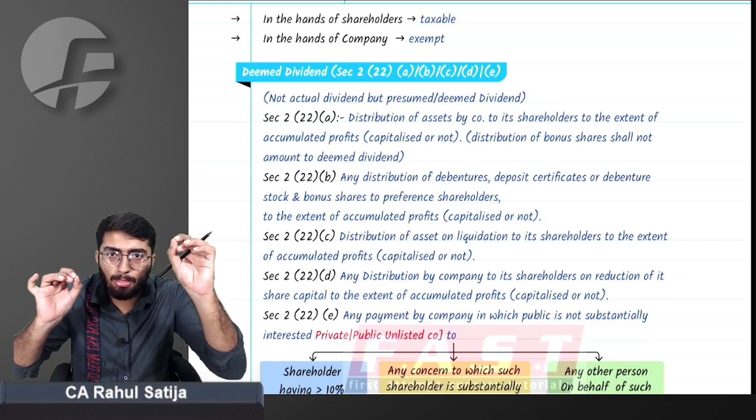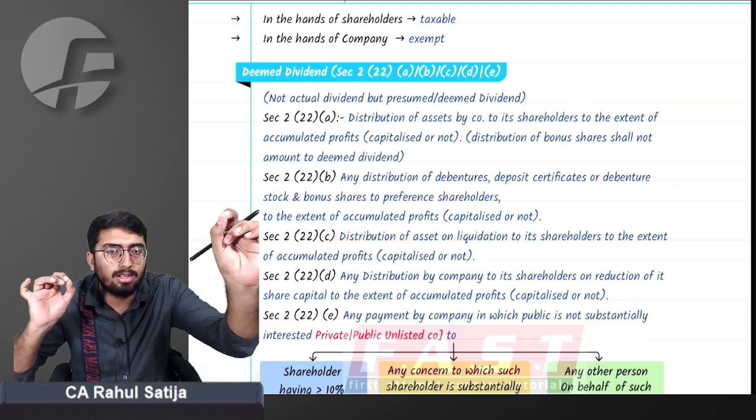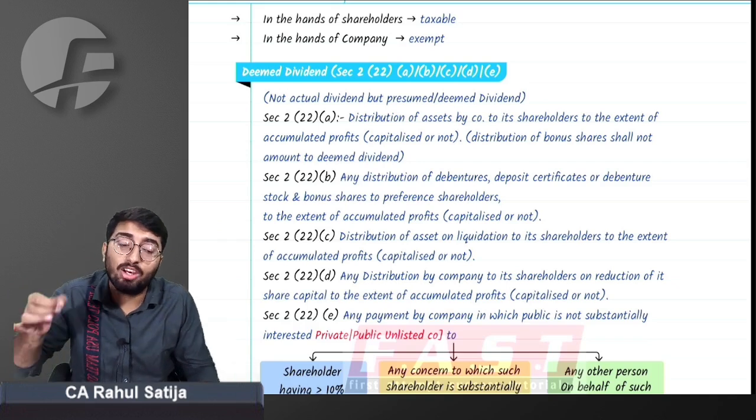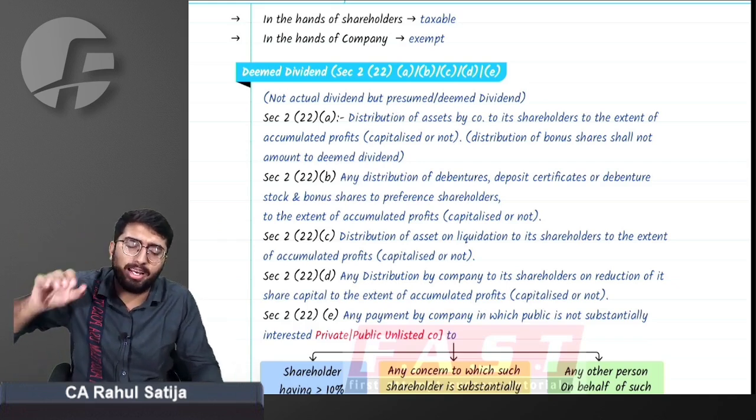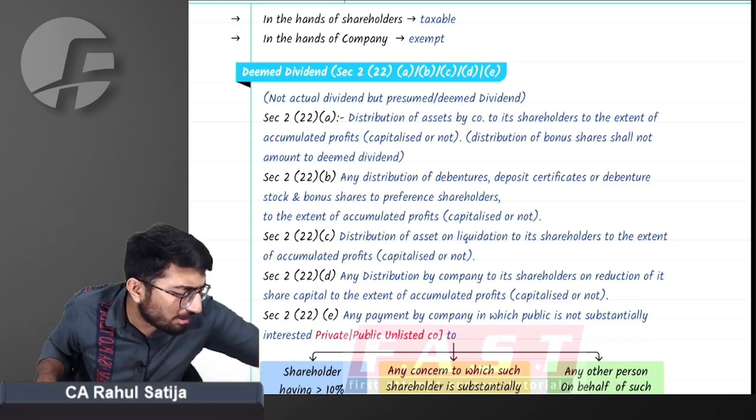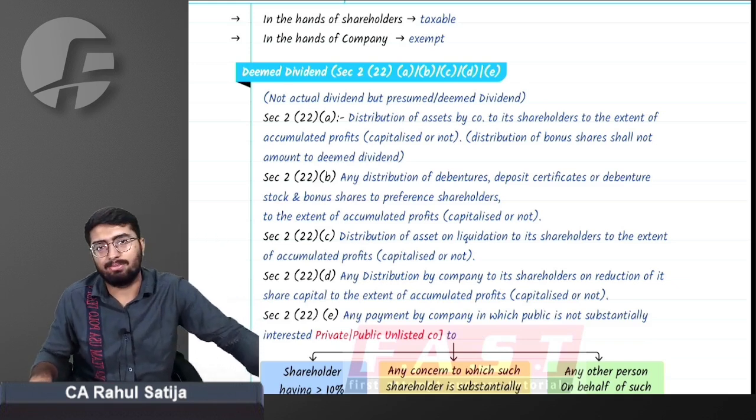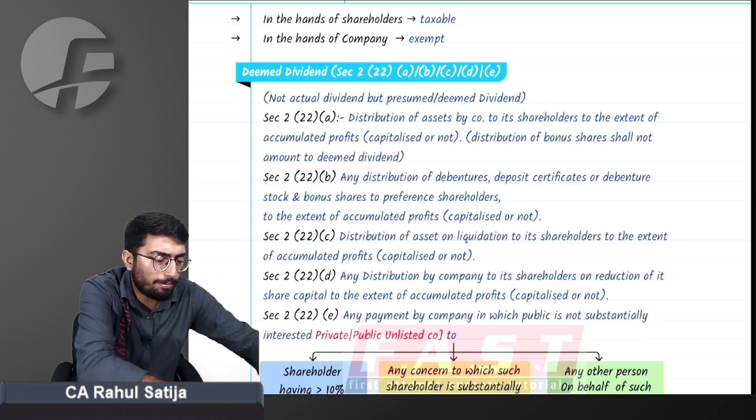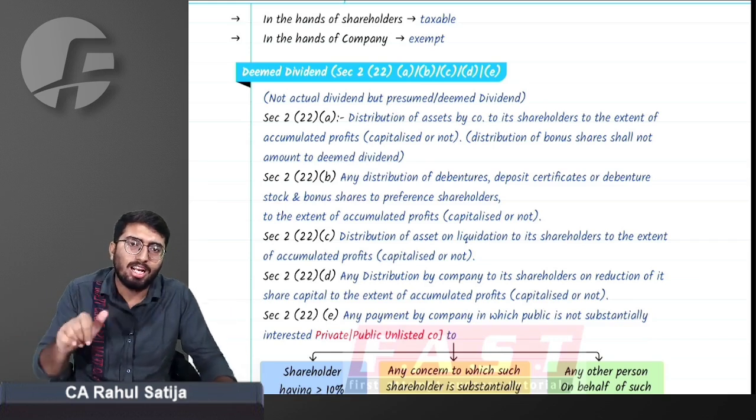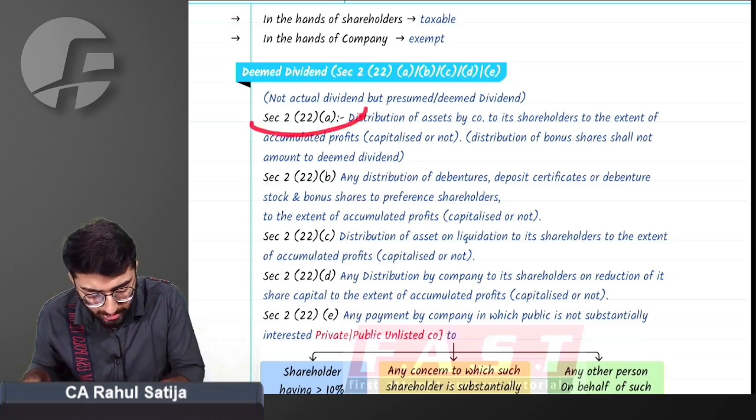Then this provision says, if you are distributing any asset to shareholders, it will be deemed dividend to the extent of accumulated profits, whether you have capitalized it or not. Even if you have capitalized your accumulated profits, it will be treated as dividend even then. So what I have said is, any distribution of assets by the company to the shareholders, to the extent of accumulated profits, whether capitalized or not, will be treated as deemed dividend. This is Section 2, clause 22, sub-clause A.